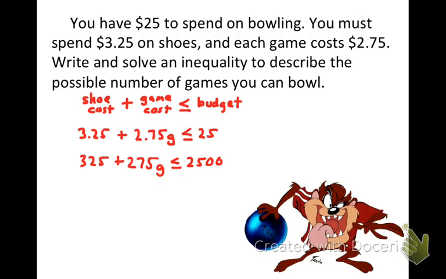All right, we're still going to isolate the variable. So we're going to say 275G is going to be less than or equal to 2500 minus 325, which should be 2175. And then we'll divide 2175 by 275, and we will get that the number of games must be less than or equal to about 7.9. Now, you can't bowl a part of a game. I guess technically you could, but the bowling alley is going to shut you down after every complete game, basically, right? Depending on how you choose to pay. So we're going to say that you could bowl 7 games or less.